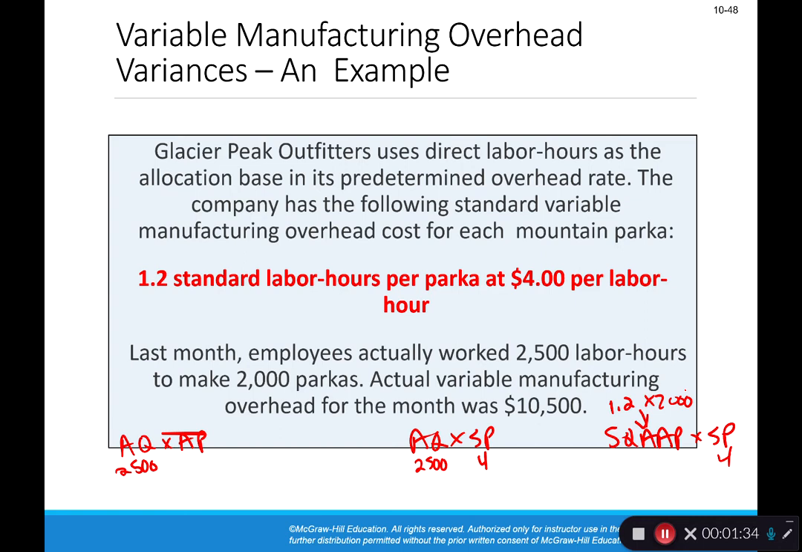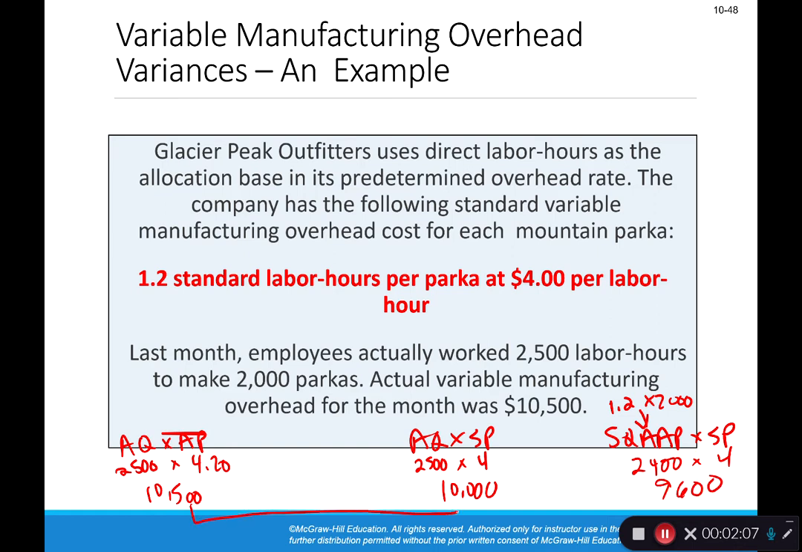So it tells us that the total variable overhead is 10,500. So using that 10,500, I can divide that by the 2,500 hours to figure out my actual variable overhead rate, which was 4.20. 2,500 times 4 in the middle is going to get me, what do you think, 10 grand maybe? And then doing out our squat, we're going to get 2,400 times 4. It's going to give me 9,600.